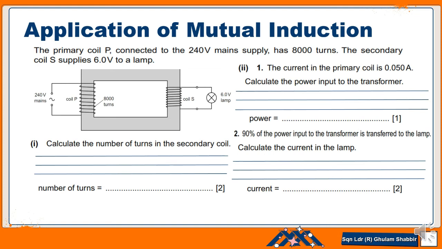In the second part, the current in the primary coil is 0.050 ampere and we need to calculate the power input to the transformer. Now, in the next part of this question, 90% of the power input to the transformer is transferred to the lamp, meaning 10% of the power is lost. So we need to calculate the current in the lamp, which is using 90% of the power transferred from the primary to the secondary.